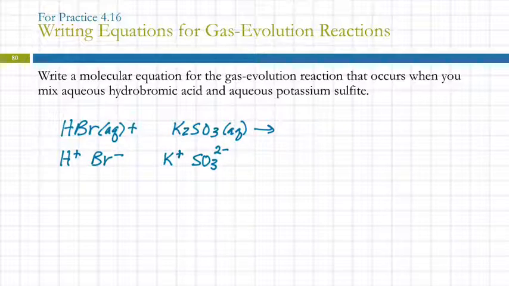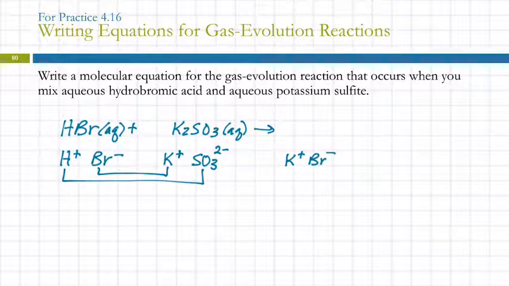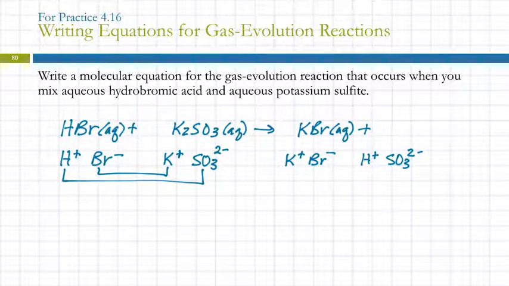And now we're going to predict the products by swapping partners. We put potassium and bromine together, and hydrogen and sulfite. So I've got K plus and Br minus. I've got H plus and SO3, 2 minus. So potassium and bromine would make KBr. This would be aqueous. Hydrogen and sulfite, I need 2 hydrogens, so I'm going to get H2SO3.